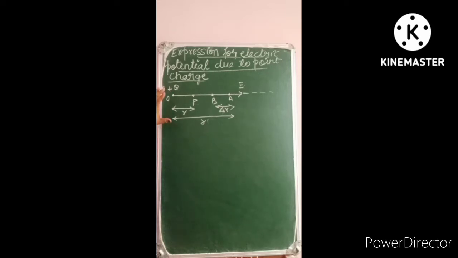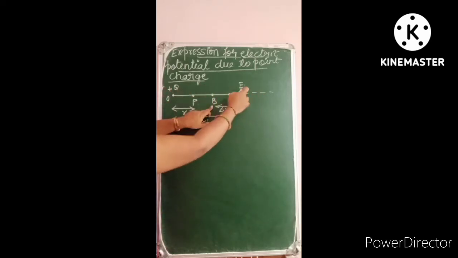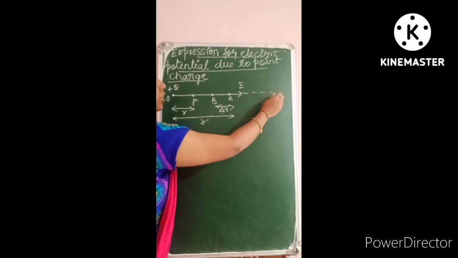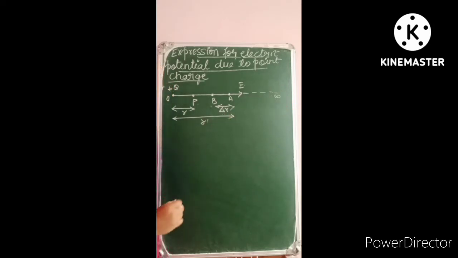At some intermediate point B on this path, carrying the electric field E, it is placed on the path between P and infinity. This is infinity.